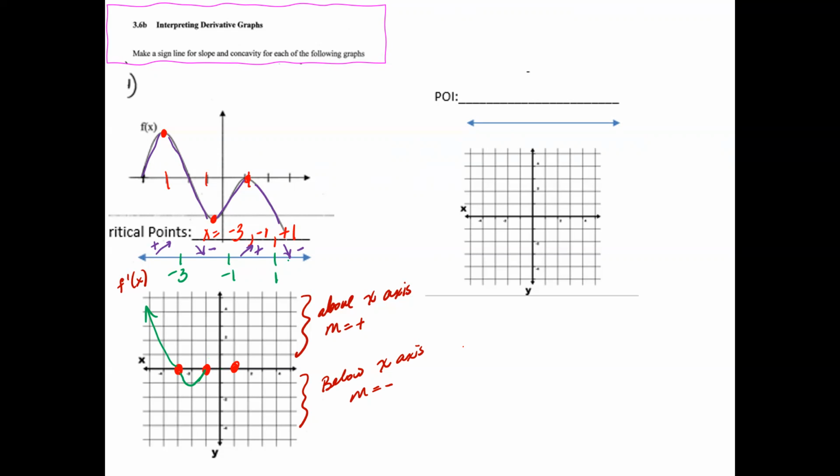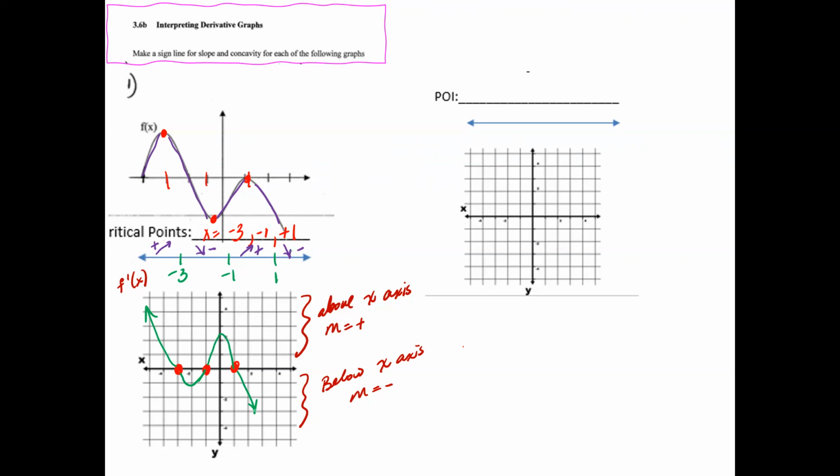But then be careful, because at positive 1 it's a negative slope. So you're gonna go up and then down like that. And then after positive 1, it's a negative slope once again, so it goes below the x-axis. So that is your first derivative drawing, okay?